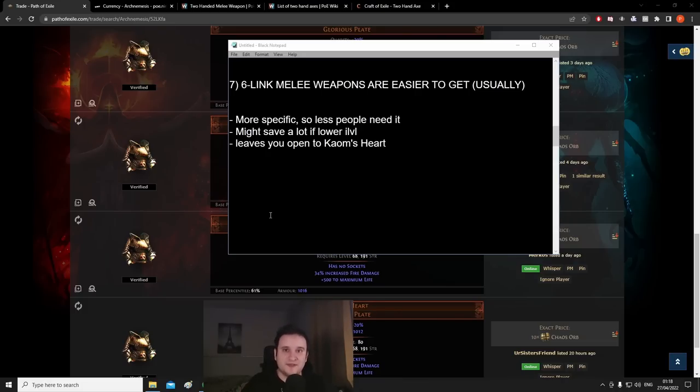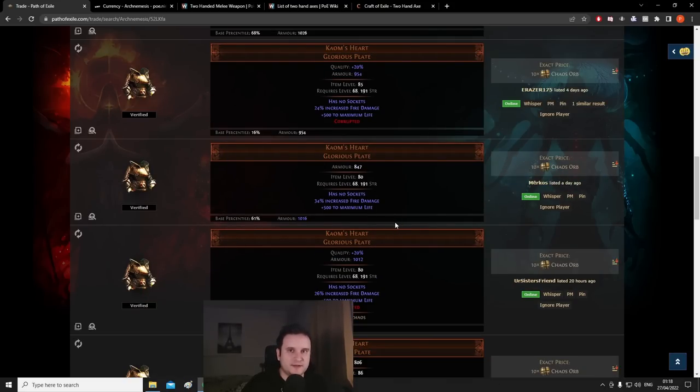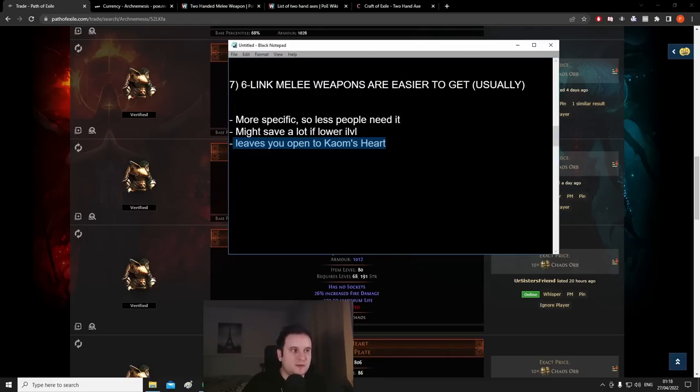Maybe you need Chaos Res on this, accuracy on this, right? You would rather go for life damage with attacks. Chaom's Heart makes your gearing a lot easier at the start. So if you have a 6-link weapon, you're not going to need any sockets in your body armor.